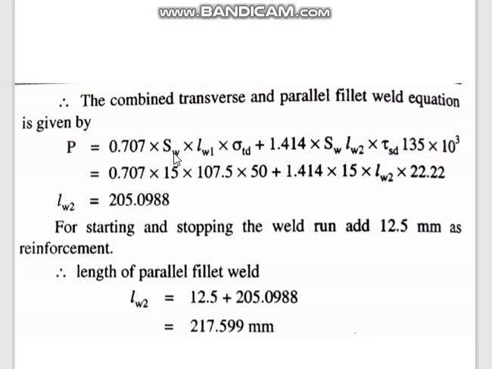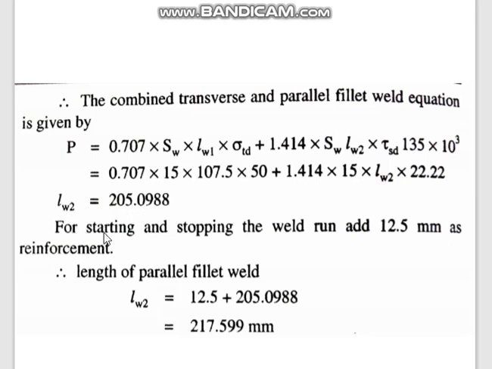Now we are substituting. SW, the size of the weld, is 15, and LW1, the effective length of the transverse weld, is 107.5. Sigma d is the reduced sigma, because we are considering dynamic loading. Then SW is 15, LW2 we have to find out, and tau d is 22.22. From this equation, everything is known. P we have found out initially. That P should have been on the left hand side, but they have put it here by mistake. So in this entire equation, what is unknown? LW2 is unknown, and from that you will find it.